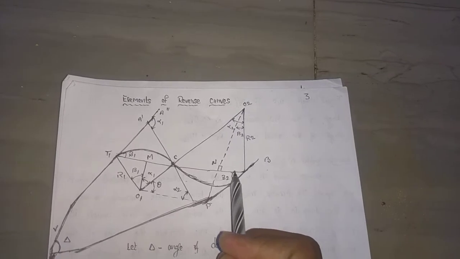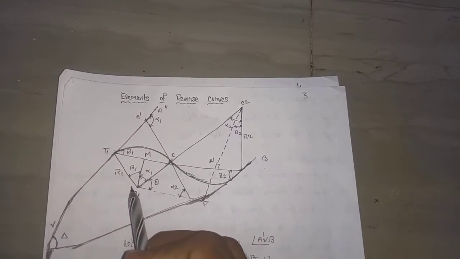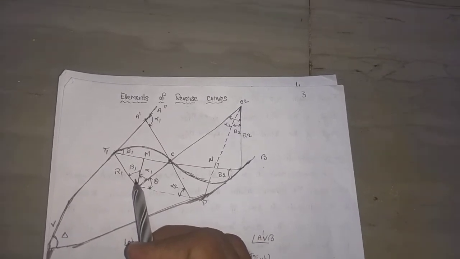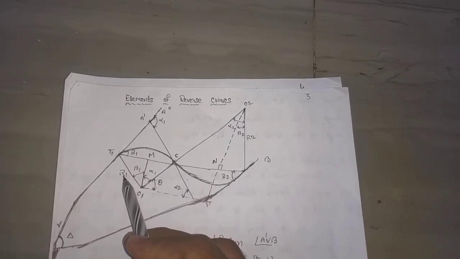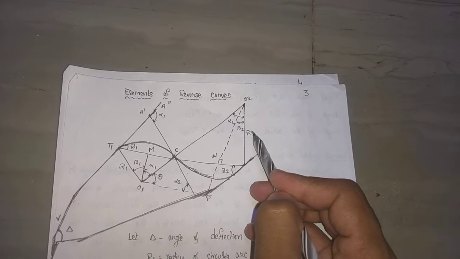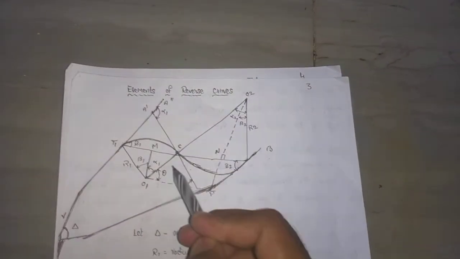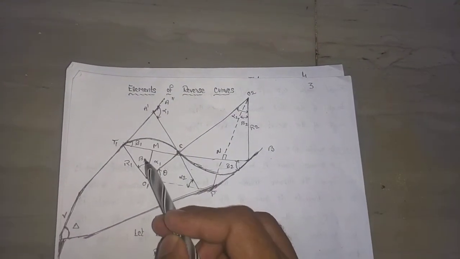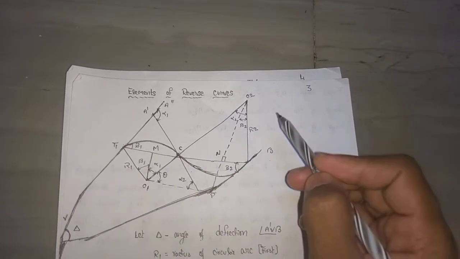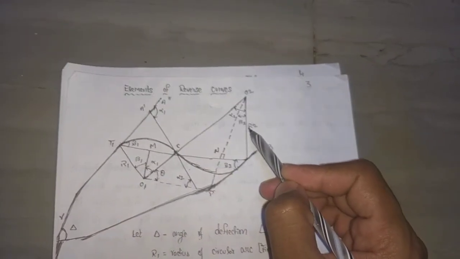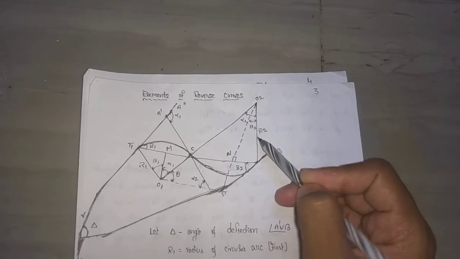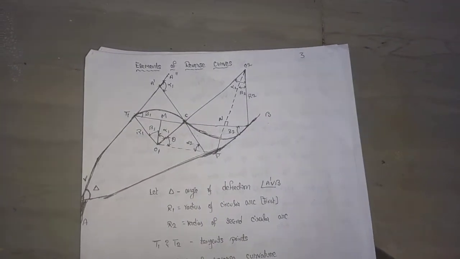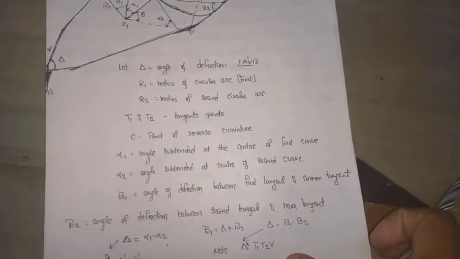So this is a reverse curve, and a reverse curve has two different radii or the same radius. This is R1 and this is R2. R1 has two angles, alpha 1 and beta 1. Similarly, the second curve has two angles, alpha 2 and beta 2. These are the elements of a reverse curve.